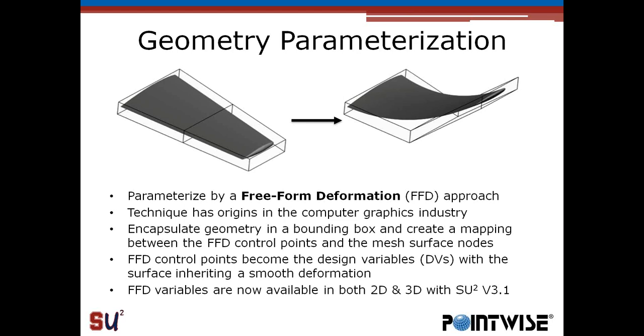The simple example I'm showing here is on our M6 wing, and we're going to pull those 4 FFD control points near the tip upwards, and you see that the wing inherits the smooth, large deformation. As Travis mentioned earlier, we have FFD control point variables available in both 3D and 2D now with version 3.1. And Travis has shown you a new script that can generate these for you very quickly and easily in Pointwise.